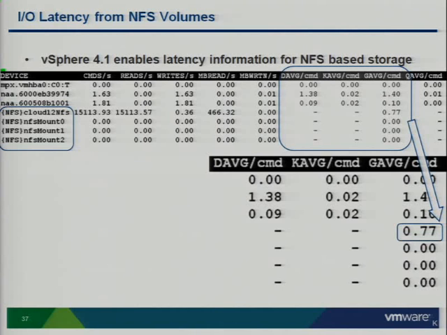So what we have now is we can actually report the latency that the guest OS is seeing from the NFS device. So we get this latency from the vSCSI layer. We don't really have adapters or kernel queues in the case of network storage. So all you can really report is the latency that the guest is seeing from that NFS volume.